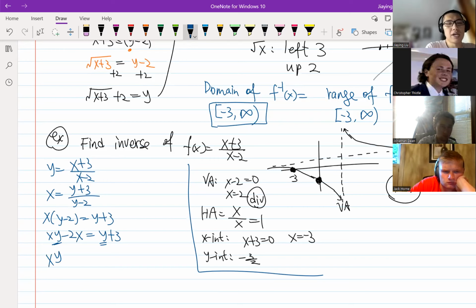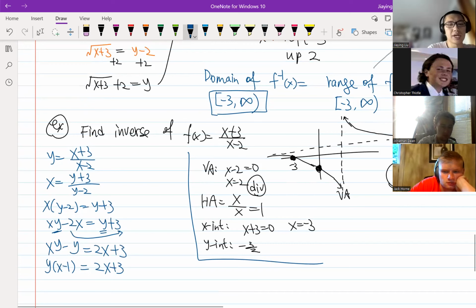So you get xy minus y. And then we're going to move the negative 2x to the right side. So we get 2x plus 3. And now we're going to factor out a y from the left. So we got y times (x minus 1) equals 2x plus 3. Divide by (x minus 1) to isolate the y. So y equals (2x plus 3) divided by (x minus 1).